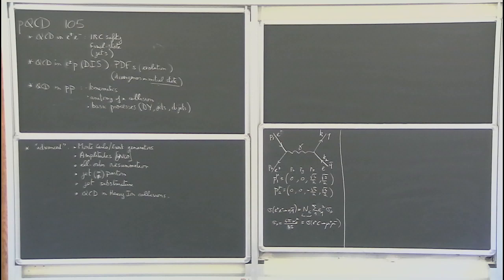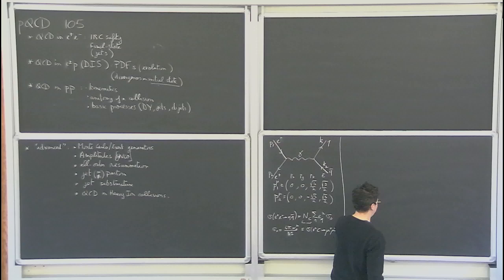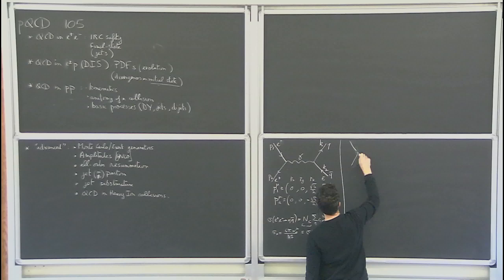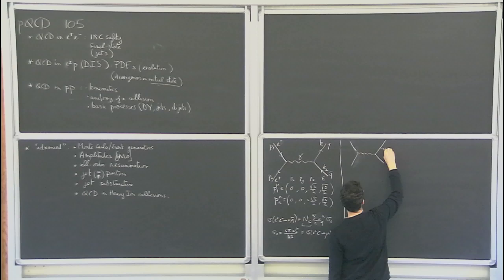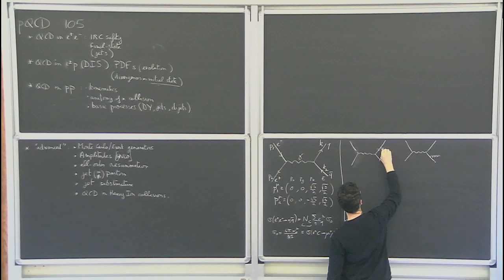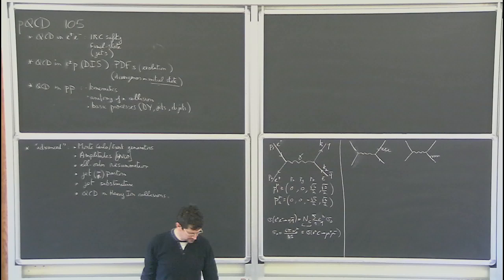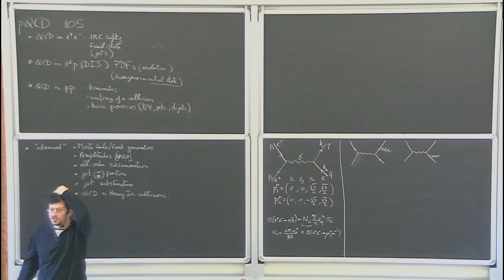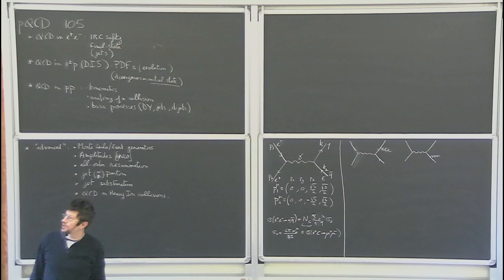So, there are at least two ways to do that. You can either radiate, let me draw this maybe a bit smaller, a gluon from the quark, or you can radiate a gluon from the antiquark, okay? And this is essentially the kind of process I'd like to discuss for today. I need to keep an eye on time.